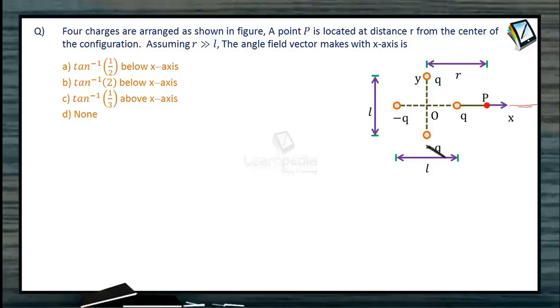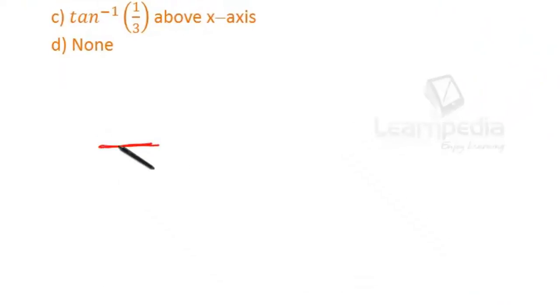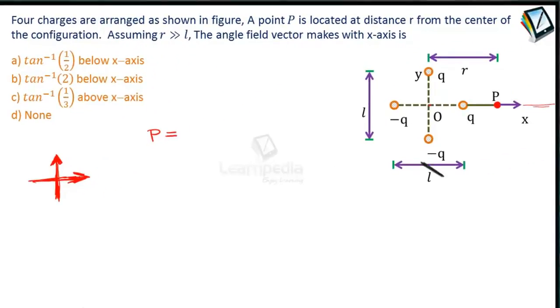So as I indicated earlier, we can assume this system as if there are two electric dipoles placed, one this way and the other one this way. As we know, the direction of electric dipole moment is always from negative to positive. So these four charges can be considered as two electric dipoles, and the electric dipole moment of each of these two dipoles will be Q into L, because electric dipole moment is charge multiplied by distance between these two charges. Okay.